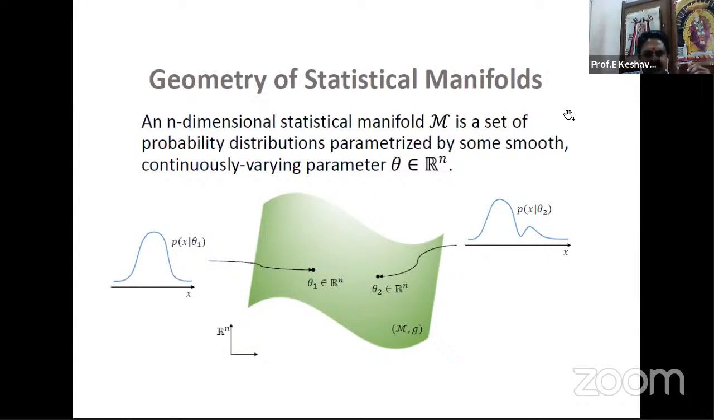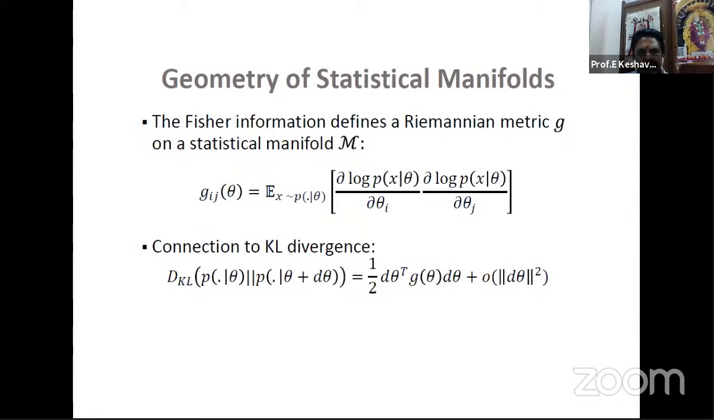It means an n-dimensional statistical manifold M is a set of probability distributions parameterized by some smoothly, continuously varying parameter theta. In the geometry of statistical manifolds, Fisher has given this information, and this is the calculation mathematically of how to get the manifold, and the connection to KL divergence is through this formula.